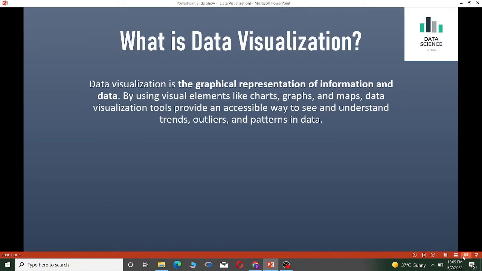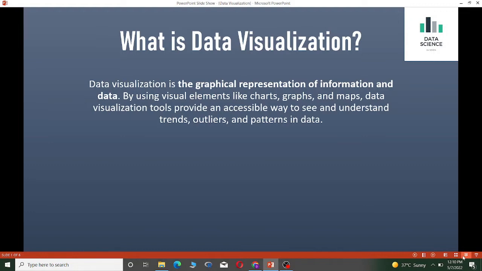Whenever a new word comes into our mind, what do we do? We just Google it, right? And we get to know its definition. So, here the definition says data visualization is the graphical representation of information and data by using visual elements like charts, graphs, and maps. Data visualization tools provide an accessible way to see and understand trends, outliers, and patterns in data.